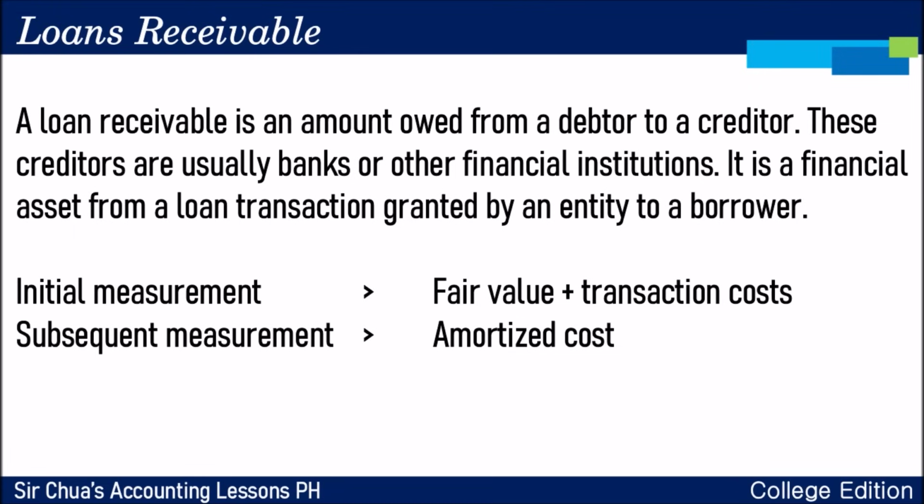The initial measurement of a loan receivable is the fair value, and then you add any related transaction cost for that. But subsequently, you record it at amortized cost using the effective interest method.